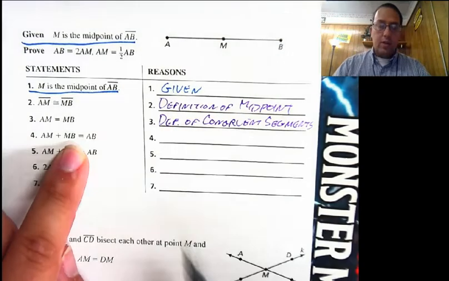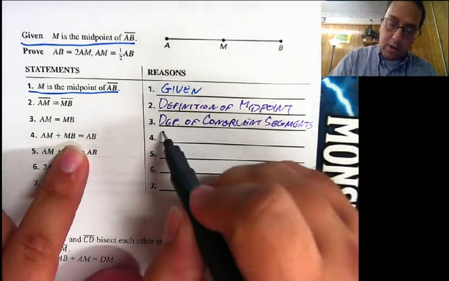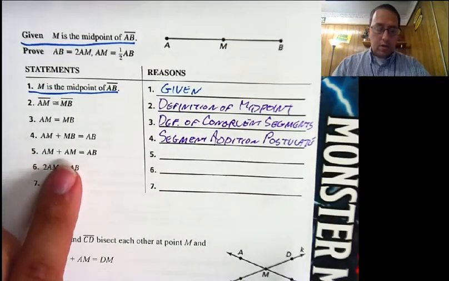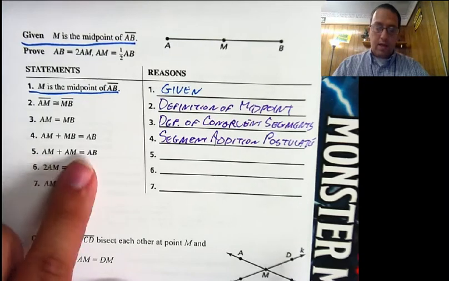Well, we have two segments right next to each other, and so we can add them up, and that is the segment addition postulate. So that's what we write down here. All right, segment addition postulate. So what do we do going from this line to that line? Let's see, we have AM plus AM equals AB.